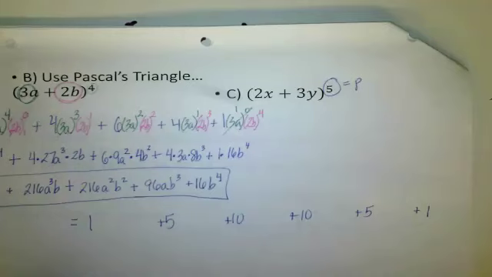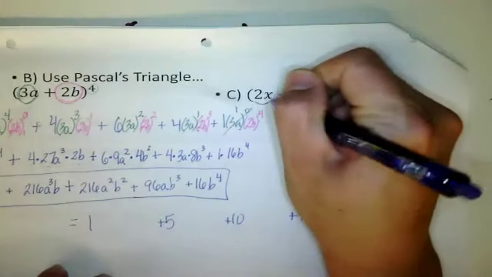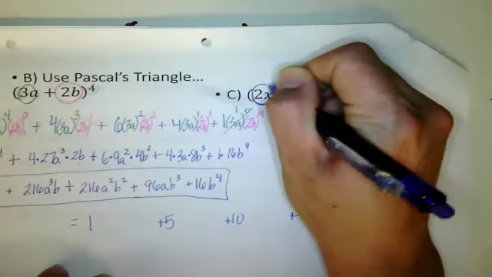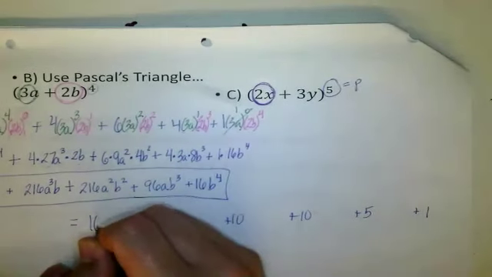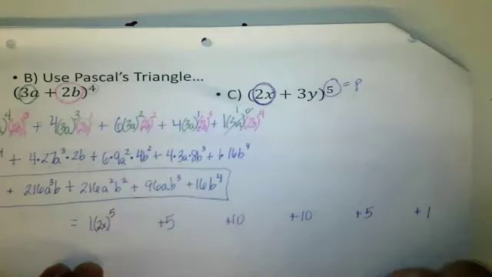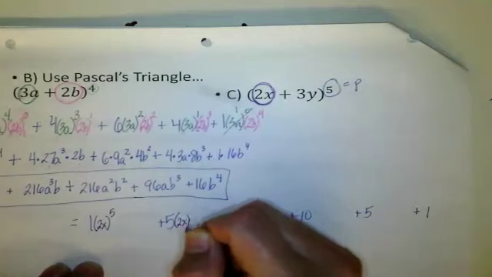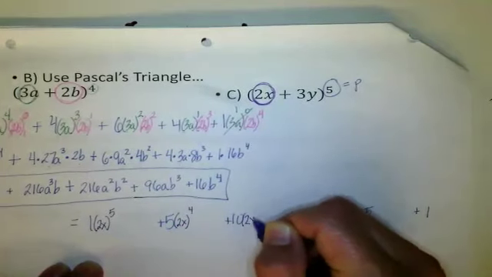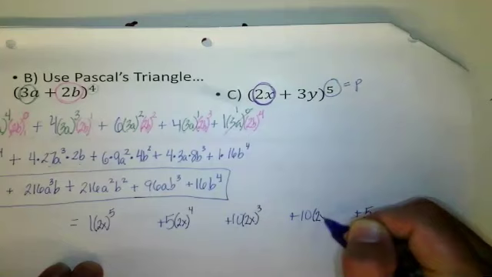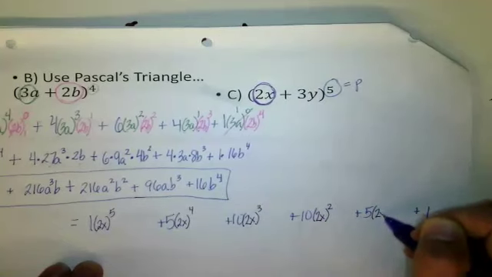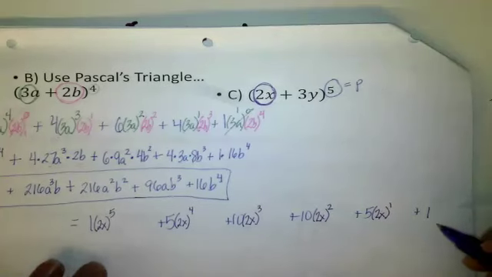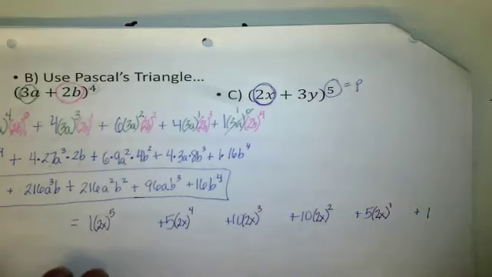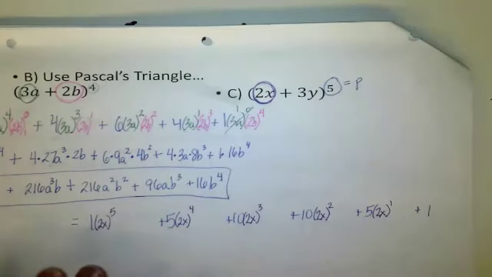I'm just going to take my leading term in my binomial, and what happens to it? It's 2x quantity to the fifth, and then what happens with those powers? They count down, so 2x quantity to the fourth, and 2x quantity cubed, and 2x quantity squared, and 2x to the first. And do I need to write 2x to the 0? No, it's just 1, so I don't have to write it, but you certainly can.